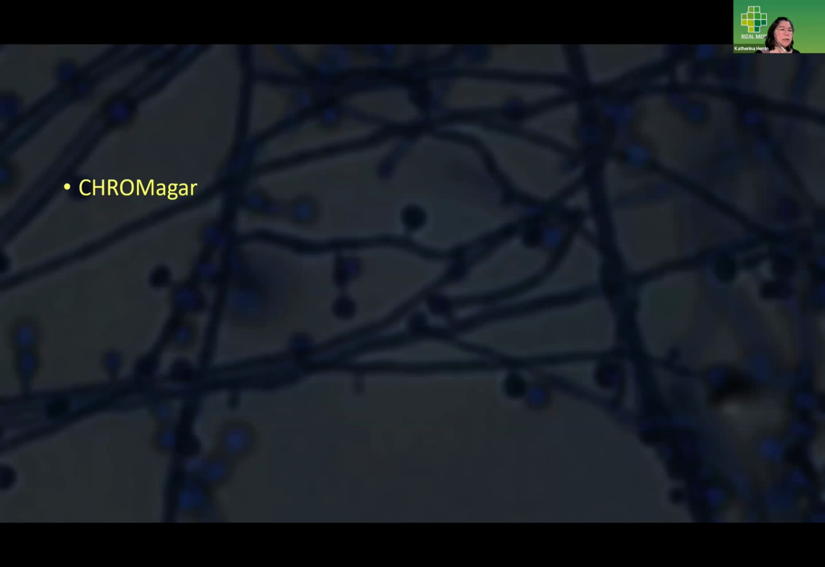Yeast isolates can be speciated phenotypically by using any of several commercial kits to test for the metabolic assimilation of a battery of organic substrates. Chrome agar is a useful commercial medium for the rapid identification of several Candida species based on the fungal enzymatic action on chromogenic substrates in the medium.